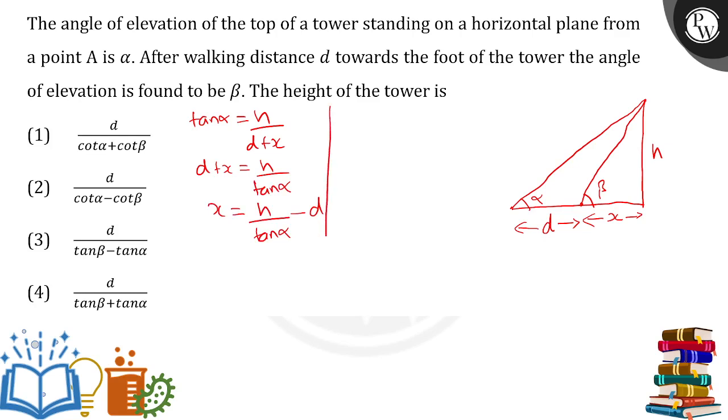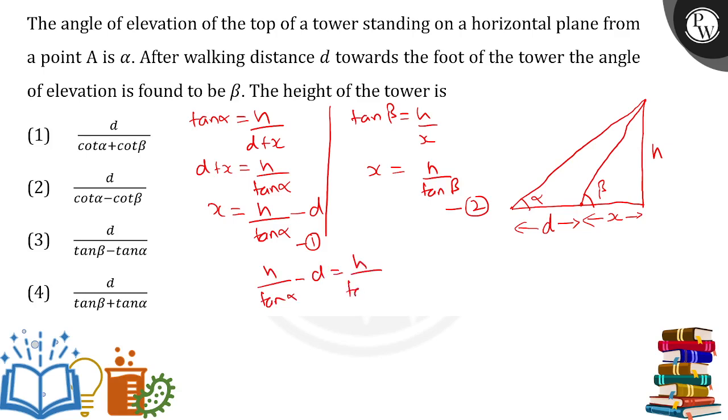Similarly for the other triangle, I'll do the same and things will be much easier for this because h upon x is the case. From here x comes out to be simply h upon tan of beta. Let me equate both of them. This is the first one and this is the second one. So equating both 1 and 2, h upon tan of alpha minus d is equal to h upon tan of beta.